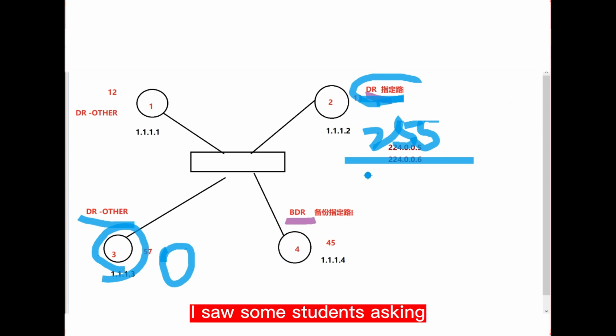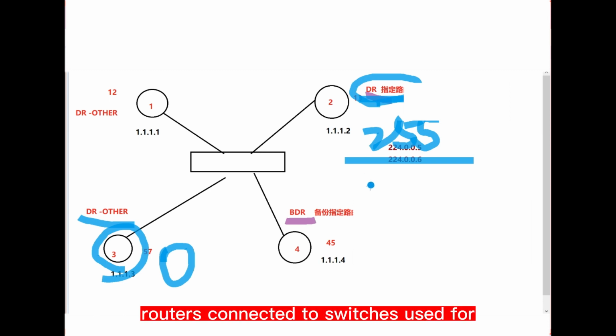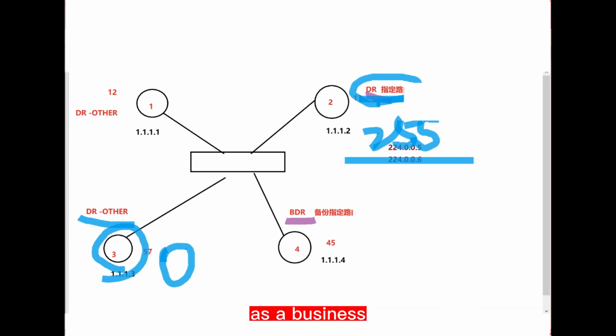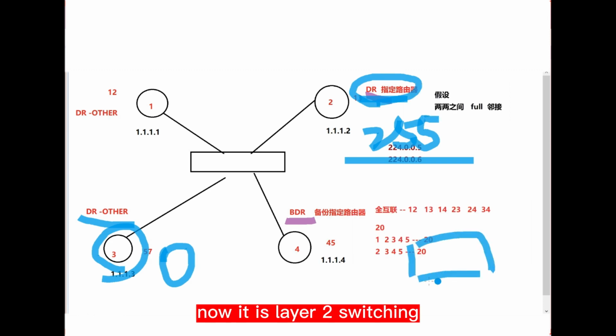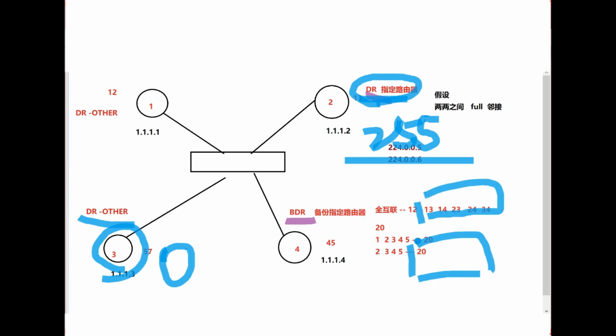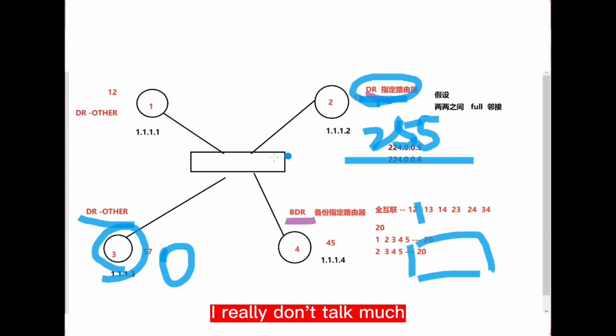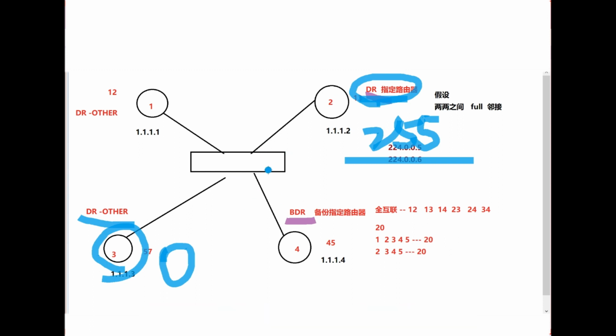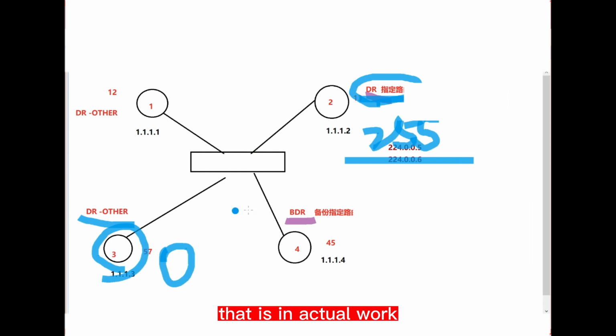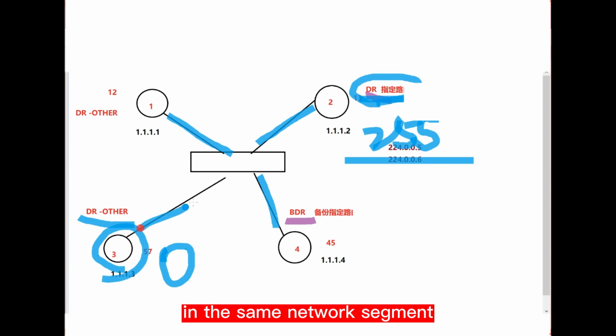I saw some students asking what scenarios routers connected to switches are used for. As a business, for example, now it is layer 2 switching, layer 3 switching. We may configure VLAN here, configure gateway, and further up is the exit. I really don't talk much about this kind of network architecture, because in actual work this is not often seen. Actually, I'm telling the truth, at work you will rarely see so many routers configured in the same network segment.